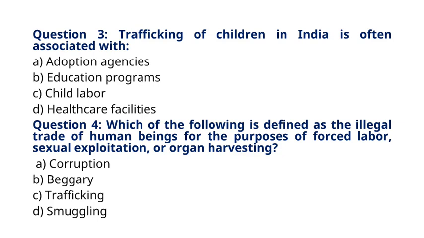Question 4. Which of the following is defined as the illegal trade of human beings for the purposes of forced labor, sexual exploitation, or organ harvesting? A. Corruption. B. Beggary. C. Trafficking. D. Smuggling. The correct answer to question 4 is option C. Trafficking. Explanation. Trafficking involves the recruitment, transportation, transfer, harboring, or receipt of persons through force, fraud, or coercion for the purpose of exploitation.